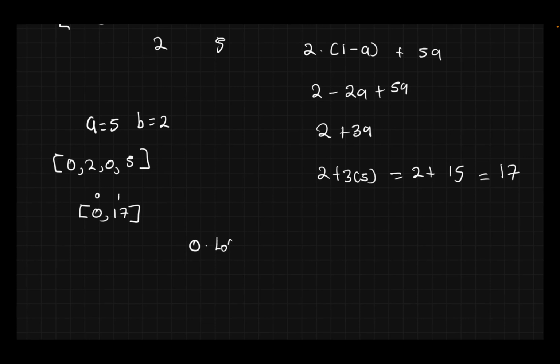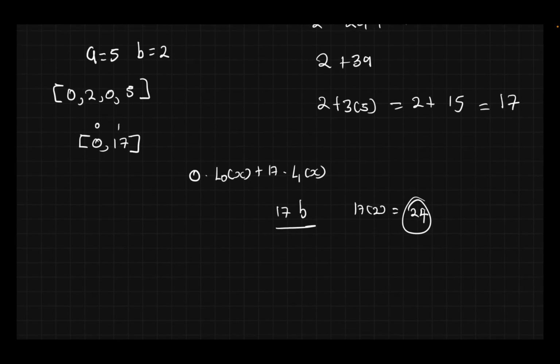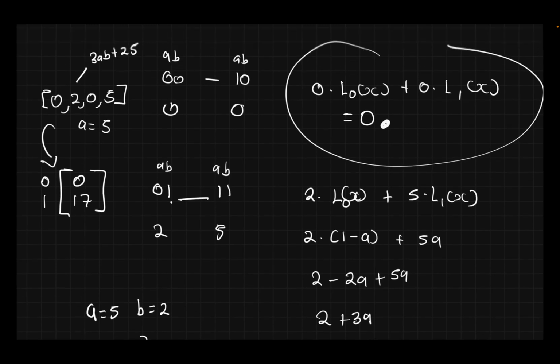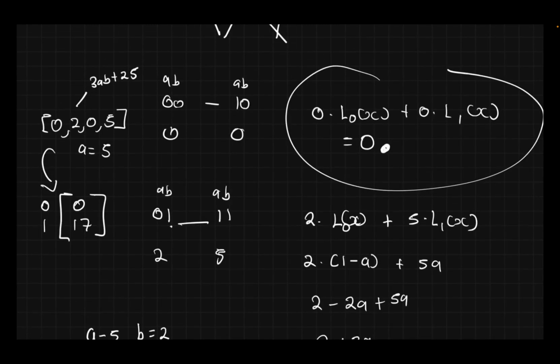So that'll be 0 times L0 of x plus 17 times L1 of x. 0 times, it doesn't matter actually. So that's 17 times b, so it's 17b. Once you have this, you can now evaluate it at 2. So that'll be 17 times 2. Now we can test whether this is correct by evaluating the original polynomial at 5 and 2, right? Which is 3ab plus 2b.